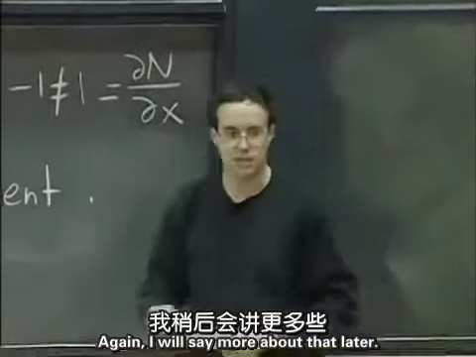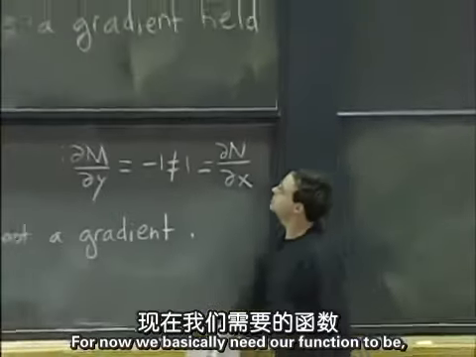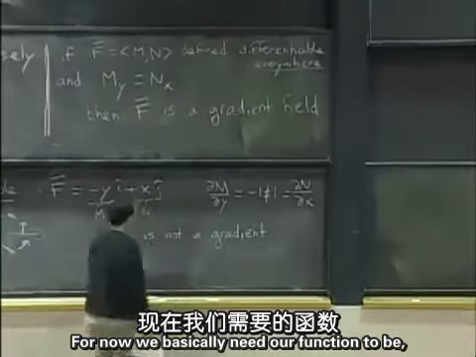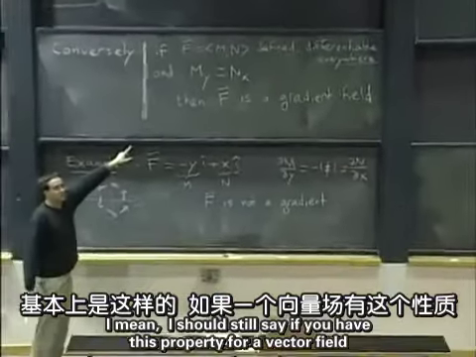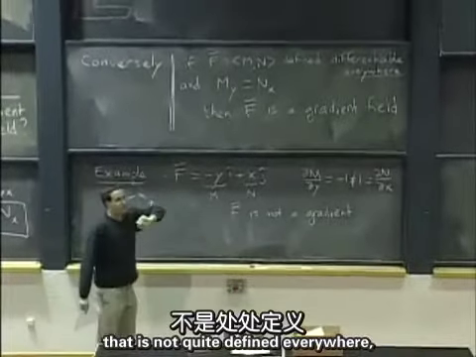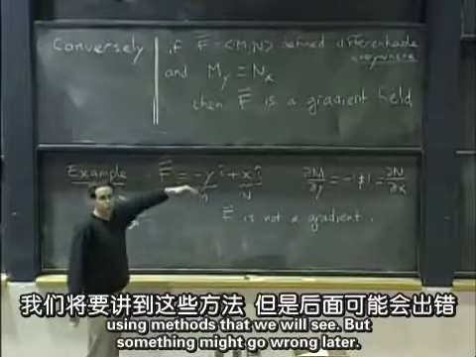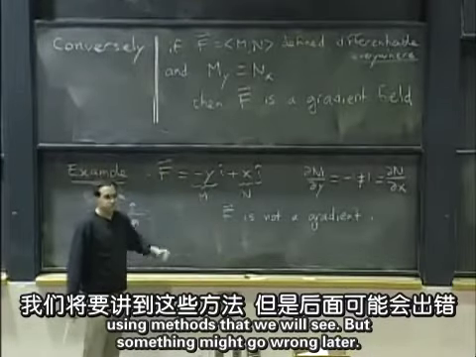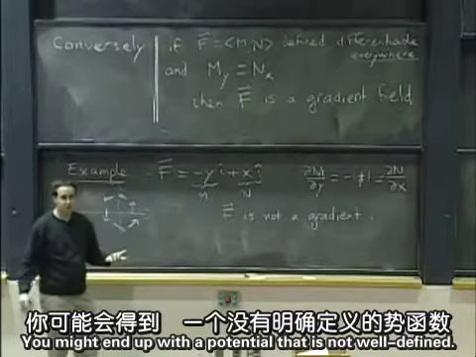Anyway, again, I will say more about that later. But for now, I should still say, if you have this property for a vector field that's not quite defined everywhere, you should probably still try to look for a potential using the methods that we'll see, but something might go wrong later. You might end up with a potential that's not well defined.